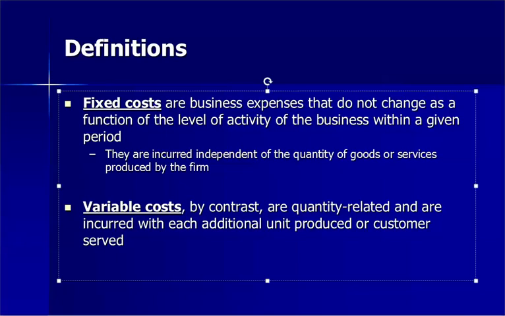Well, the definition of a fixed cost is a business expense that does not change as a function of the level of activity of a business within a given period, i.e., it's independent of the quantity of goods or services produced by the firm. Variable costs, by contrast, are costs that are incurred with each additional unit that the firm produces or each additional customer that the firm serves.